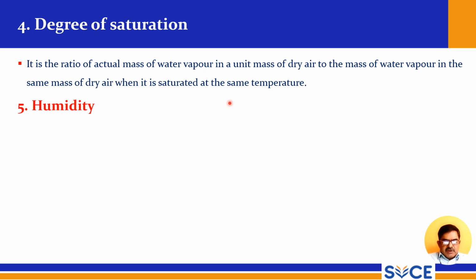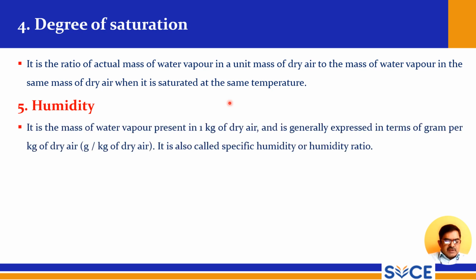Next we have humidity. We are talking about humidity everywhere. This is nothing but the mass of water vapor present in 1 kg of dry air. Here this is very important: 1 kg of dry air. The water vapor in 1 kg of dry air is known as humidity, and is generally expressed in grams per kg of dry air. It is also called specific humidity or humidity ratio.